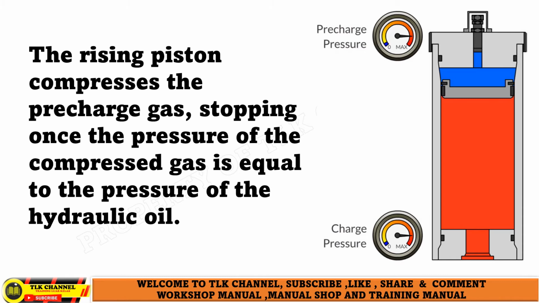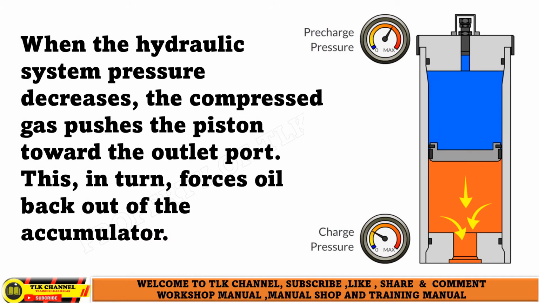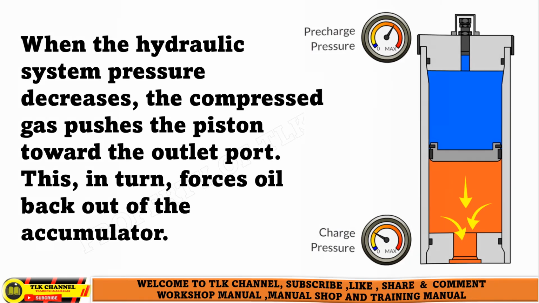The rising piston compresses the pre-charged gas, stopping once the pressure of the compressed gas is equal to the pressure of the hydraulic oil. When the hydraulic system pressure decreases, the compressed gas pushes the piston toward the outlet port. This, in turn, forces oil back out of the accumulator.